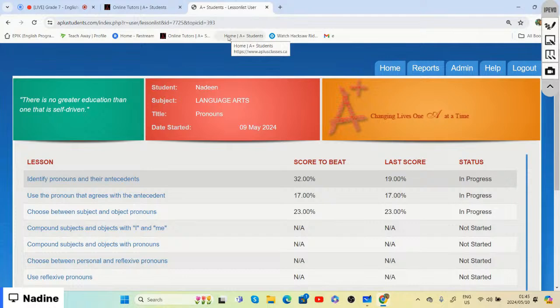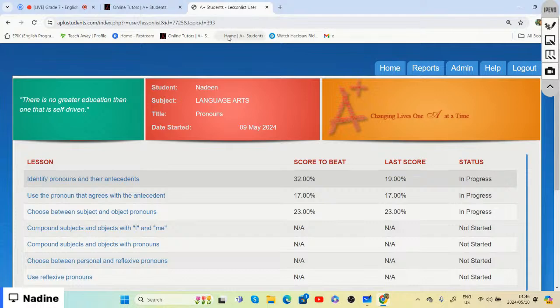So our chapter is pronouns, and we had to identify pronouns and their antecedents. When it comes to identifying pronouns and their antecedents, the pronoun has to agree with the antecedent, which is either the noun or the noun phrase. And then we also had to choose between subject and object pronouns. The subject pronoun comes at the beginning of the sentence and tells us who is doing the action. And then our object pronoun comes after an action verb or after a preposition.